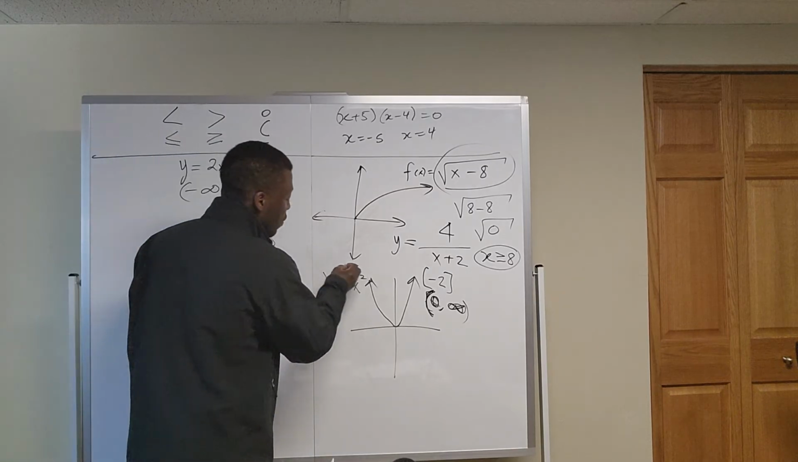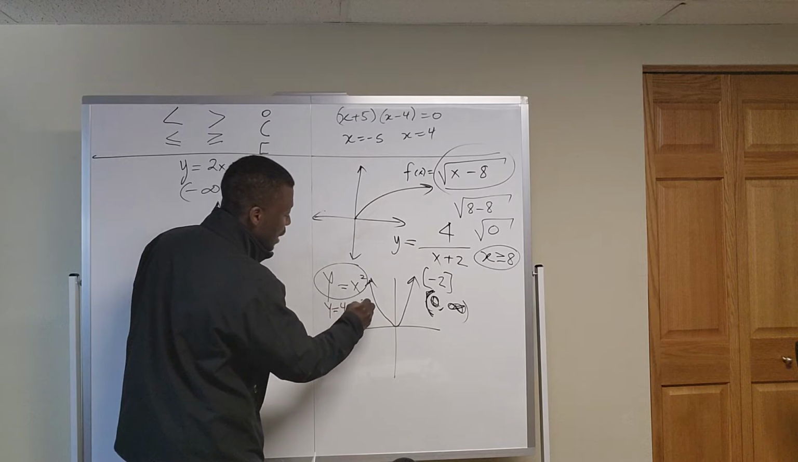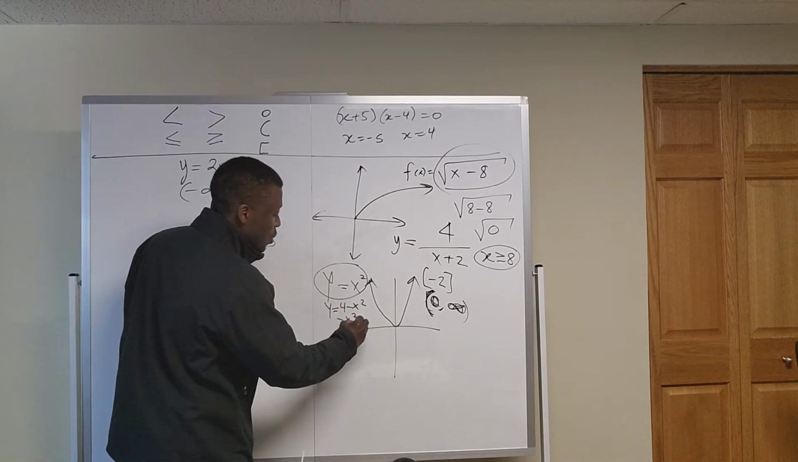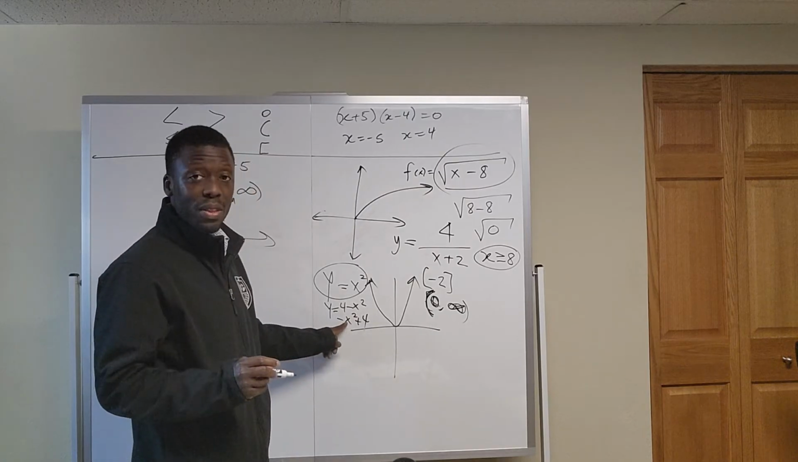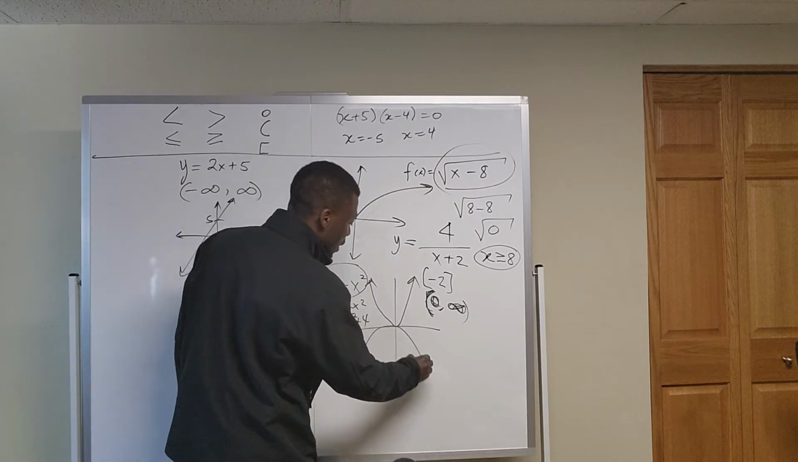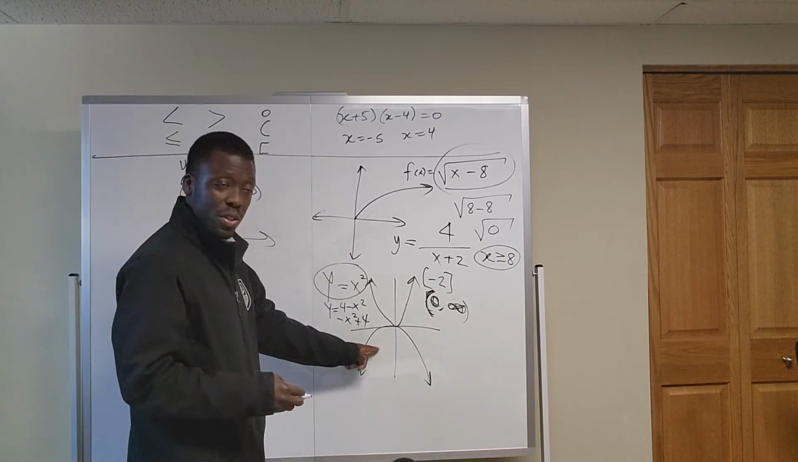So this is the graph of y is equal to x squared. What about y is equal to 4 minus x squared? It's the same thing as -x squared plus 4, okay? So first thing to realize is when you have a negative in front of that quadratic, it's going to actually flip, right? So that's the first thing to realize.